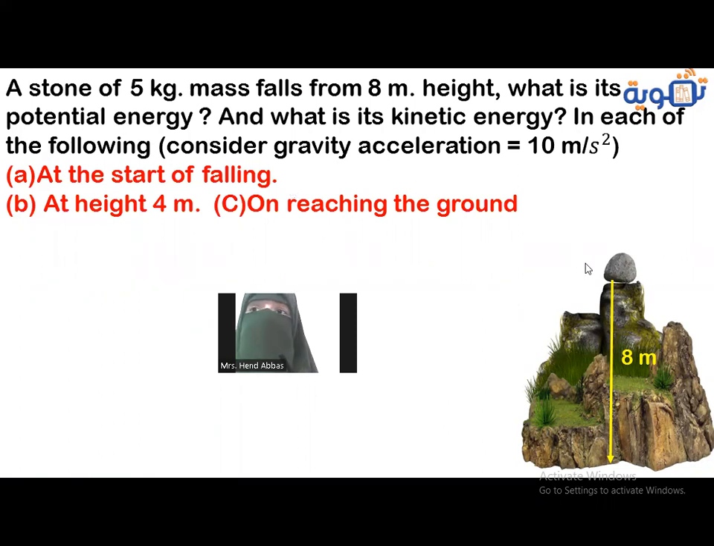Here, a stone of 5 kilograms, so we have the mass here, falls from a height of 8 meters. What is its potential energy and its kinetic energy in all of the following cases? And here you know that g, the gravitational acceleration, equals 10 meters per second squared.